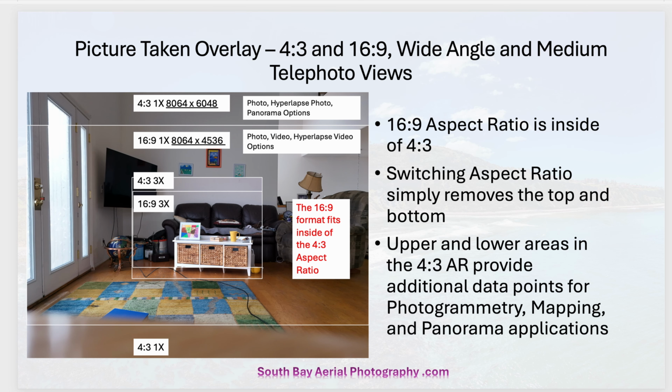There's 4:3 and a 16:9, and the 16:9 actually fits within the 4:3. These are actual photos, and these are 48 meg photos, and then you have 48 meg either. That's the resolution, and note that the 16:9 just cuts off the top and the bottom. So the resolution is the same within the pic in terms of the density of pixels. So the 3 by on the telephoto, it's the same thing. The top and the bottom get cut off, and the 16:9 is inside. So the 4:3 provides additional data points for photogrammetry mapping and panorama applications if you're looking for something vertical.